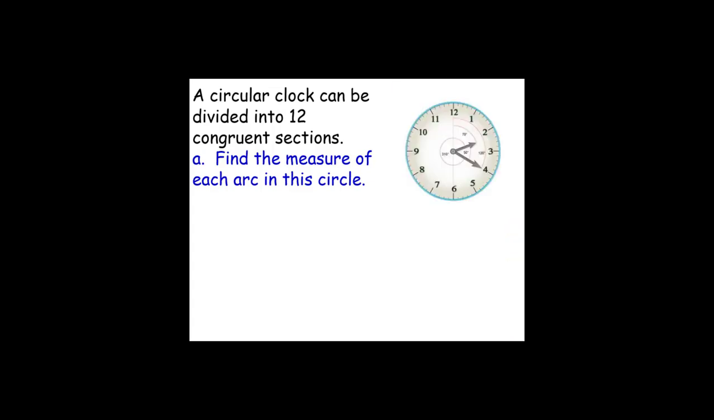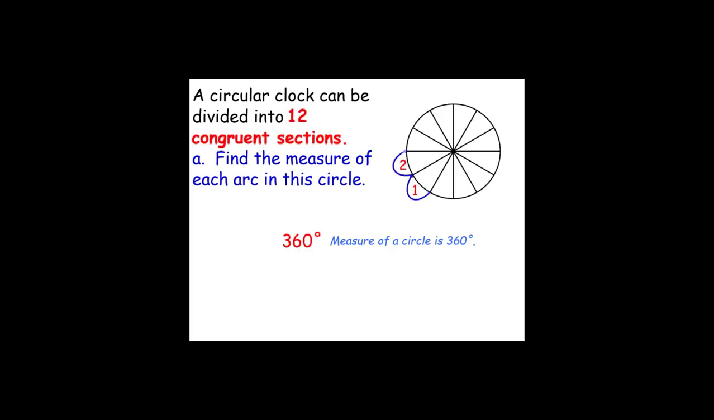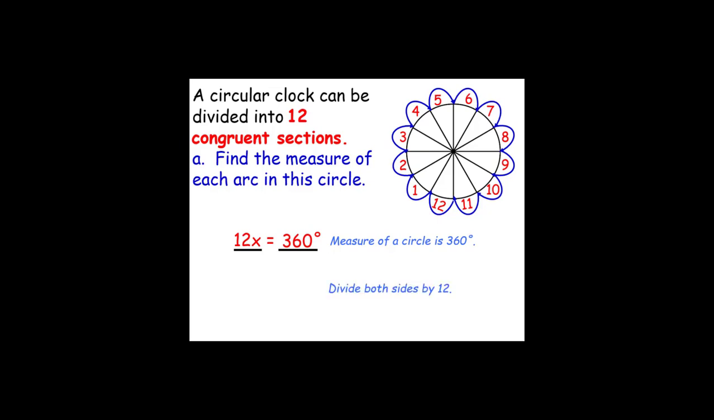When we're looking at a standard clock, it's already divided into 12 congruent sections. The measure of a circle is 360 degrees. We have 12 congruent sections. Therefore, all we have to do is set this equal to 12x. To solve for x, which would be the measure of each angle, we'll divide both sides by 12. That will leave us with 30 degrees.